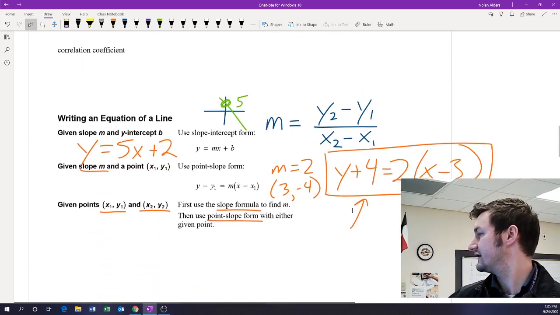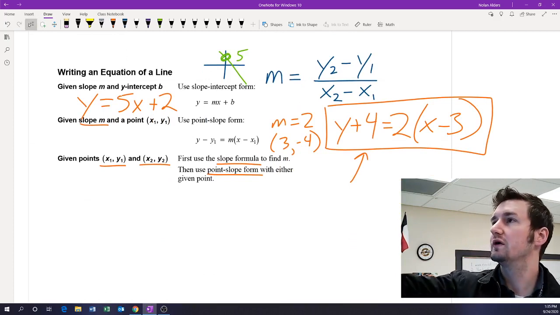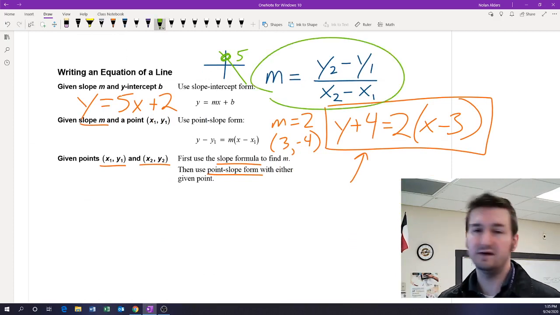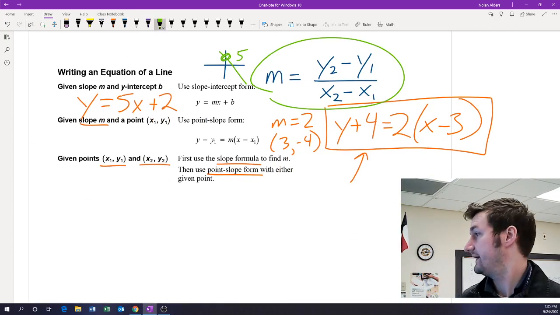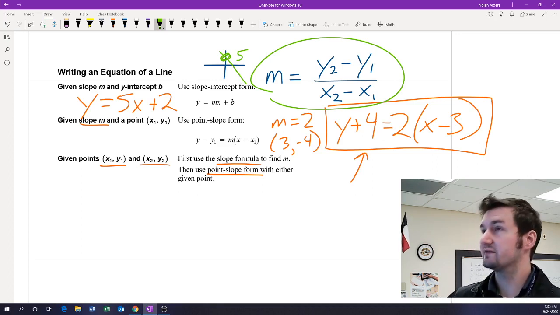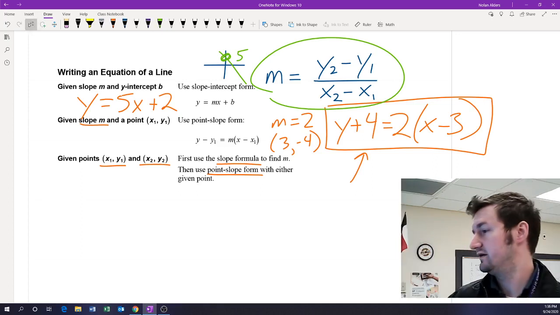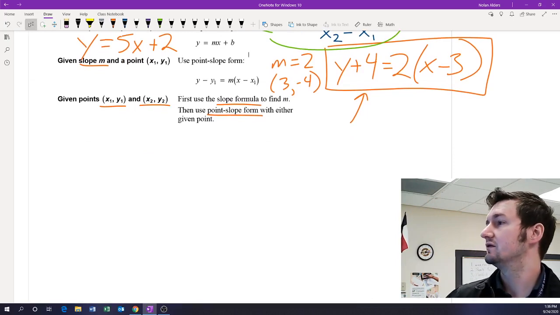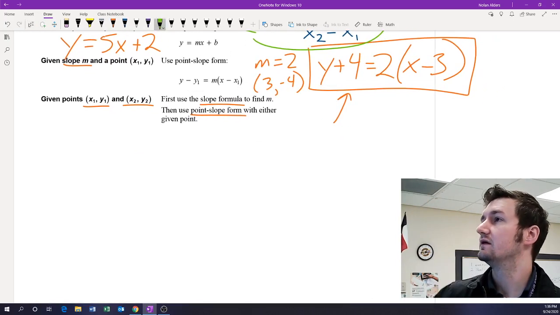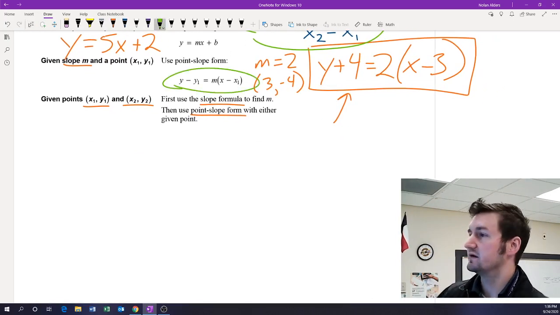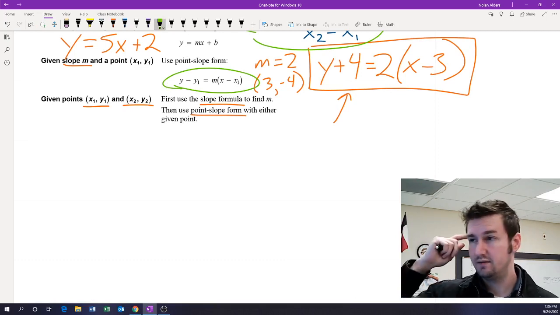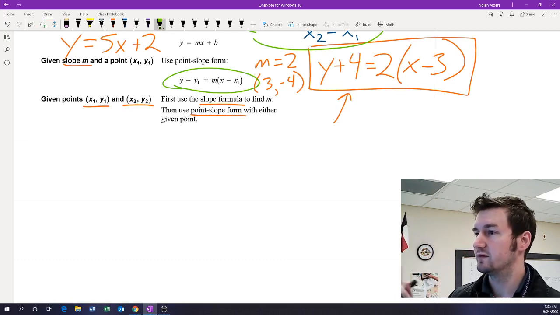Where's it at? Right here. Use the blue one to figure out what your slope is. And then you can use point-slope form using one of the points. So you could use this equation in combination with the slope formula.